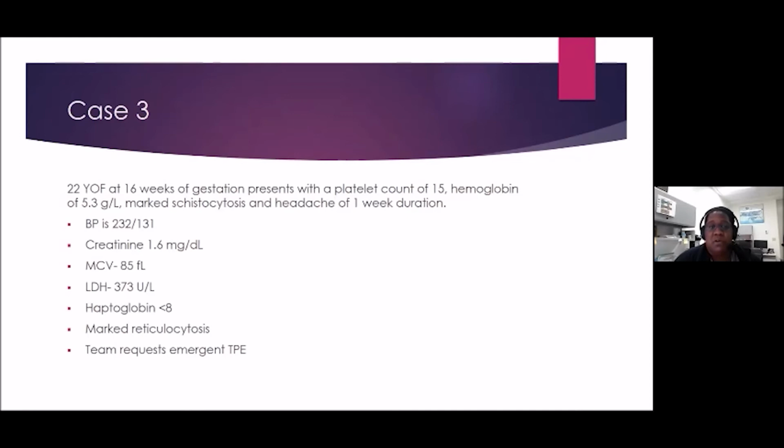Also notable, her blood pressure was 232 over 131. I actually did not have to look back for this BP. It is burned into my memory. Creatinine is elevated. MCV is 85. LDH is increased, and her haptoglobin is undetectable, less than 8. She has marked reticulocytosis, so she's responding to the anemia. And the team requires urgent TPE.